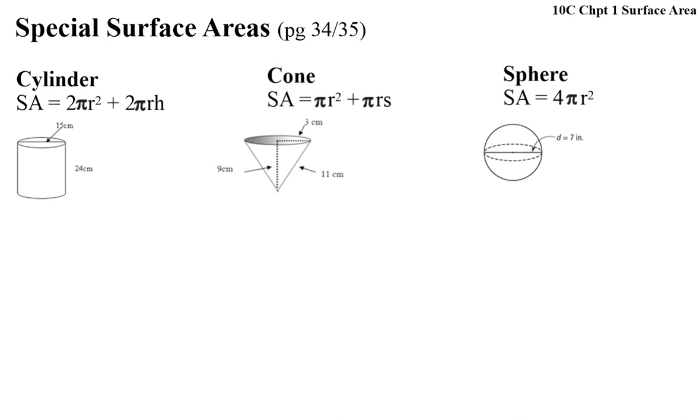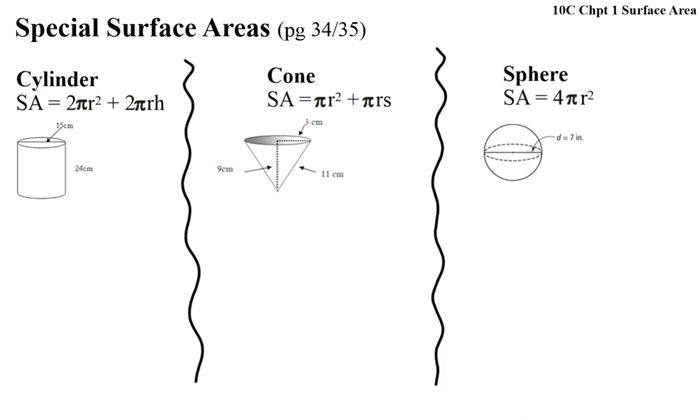So these formulas, you just need to be familiar with them and how they work. A cylinder is 2 circles, top and bottom, and then you have a rectangle. If you unwrapped a cylinder, it would actually create a rectangle. We don't know the dimensions, but those dimensions would be 2 pi r h.